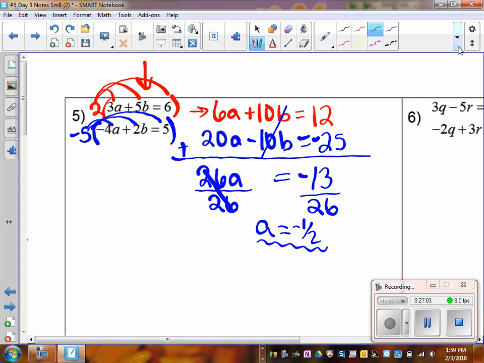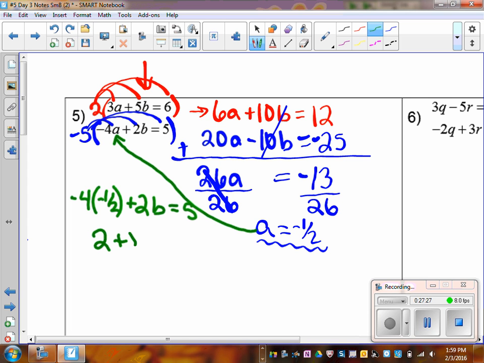Okay. So I'm taking A and putting it in for A of my second equation. So negative 4 times negative 1/2 plus 2B equals 5. Again, when you do fractions in your calculator, make sure you put parentheses around it. Okay, so negative 4 times negative 1/2 we said is 2, plus 2B equals 5. Alright, how do I get B by itself? What's my first step? Good, subtract 2. 2 minus 2 is 0. We're trying to get rid of it.